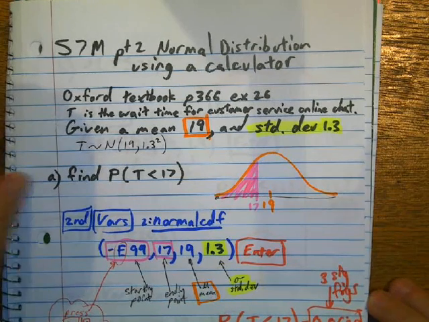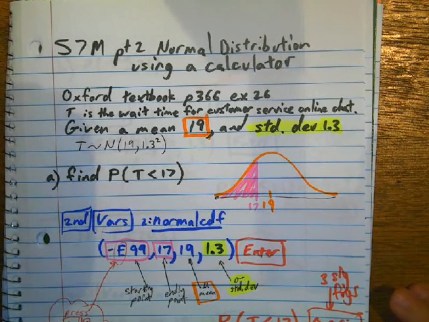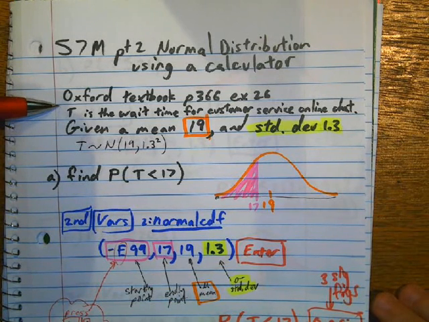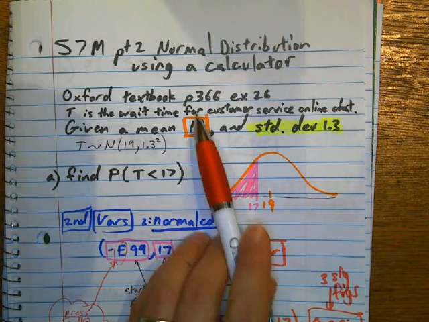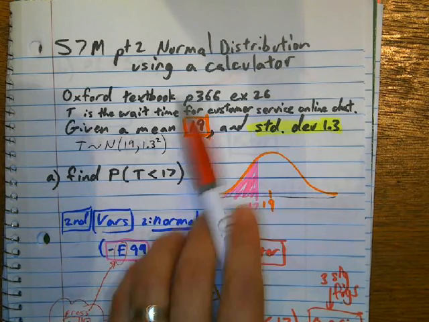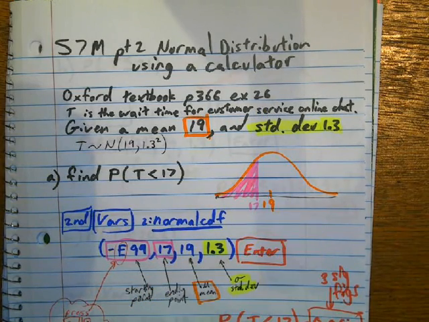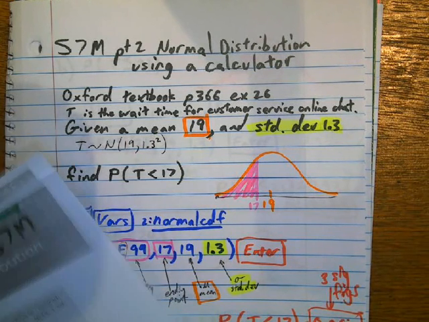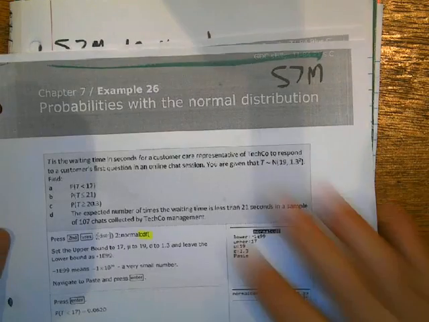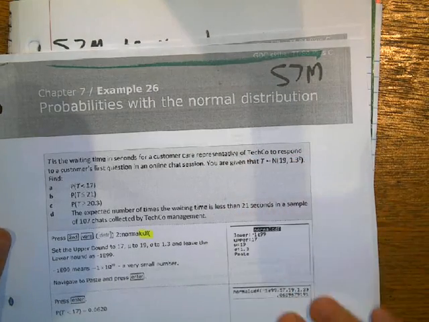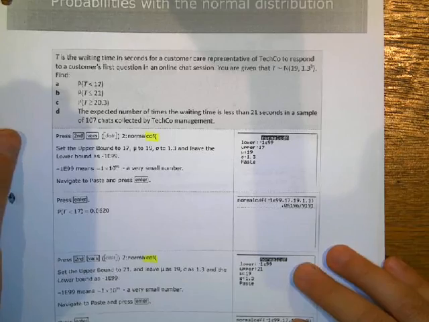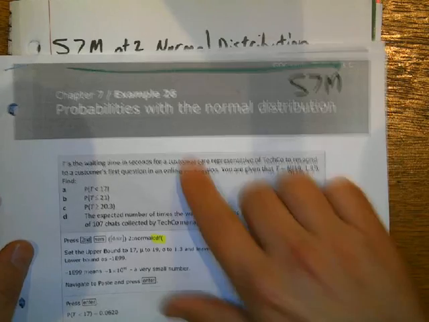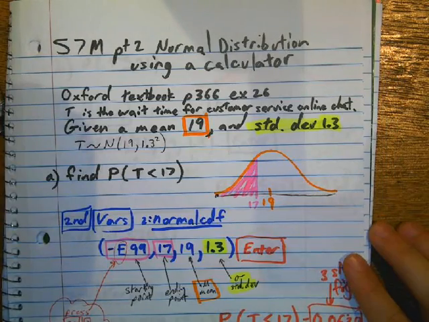All right, we're going to talk about how to do normal distribution using a calculator. The first examples I'm going to do are from the textbook, page 363, example number 26. There's the link in Canvas, and you can also print out the sheet that has all the calculator instructions that I'm about to explain. So it says example 26. So let's talk about this.